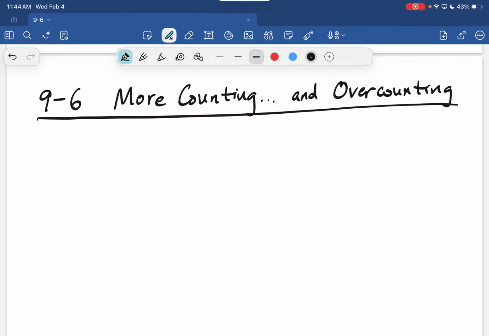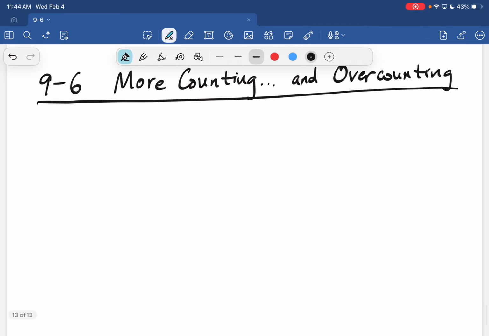We're going to continue our discussion of counting. So let me begin with a simple question for you guys. My question is, how many unique ways can the letters in ABC be ordered?